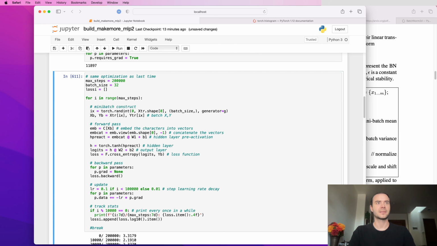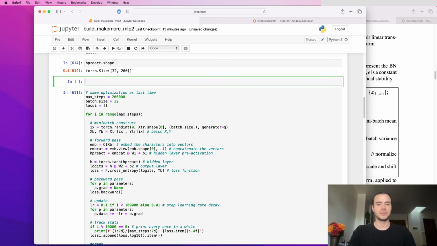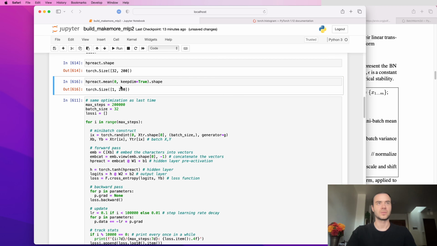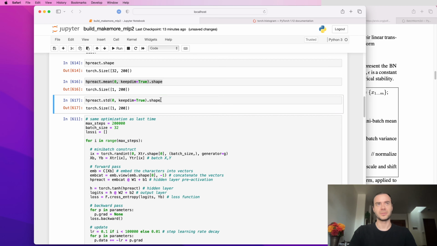So here, h-preact has a shape of 32 by 200, 32 examples by 200 neurons in the hidden layer. Basically what we can do is take h-preact and calculate the mean, and the mean we want to calculate across the 0th dimension. We also want to keep dims as True so that we can easily broadcast this. So the shape of this is 1 by 200. In other words, we are doing the mean over all the elements in the batch. And similarly, we can calculate the standard deviation of these activations, and that will also be 1 by 200.